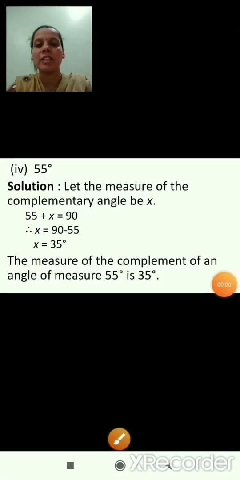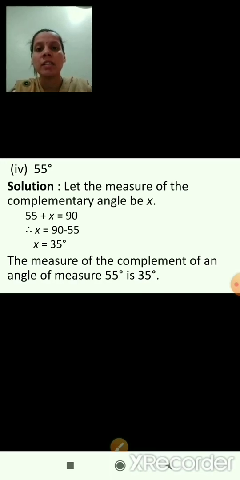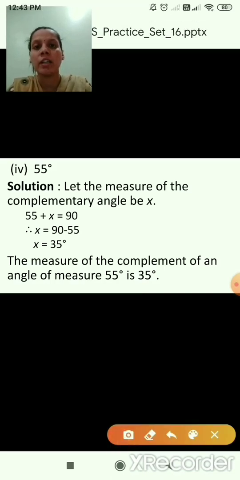Now we will see the fourth sum. As you can see here, 55 degree. The measure of one angle is given, that is 55 degree. Now you will find out the complementary angle of this 55 degree. So we will consider it as x. In the solution, let the measure of the complementary angle be x.